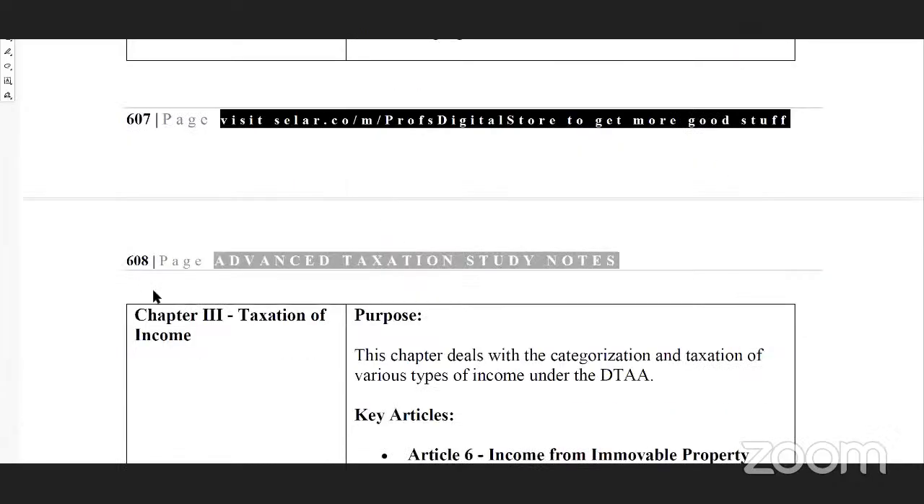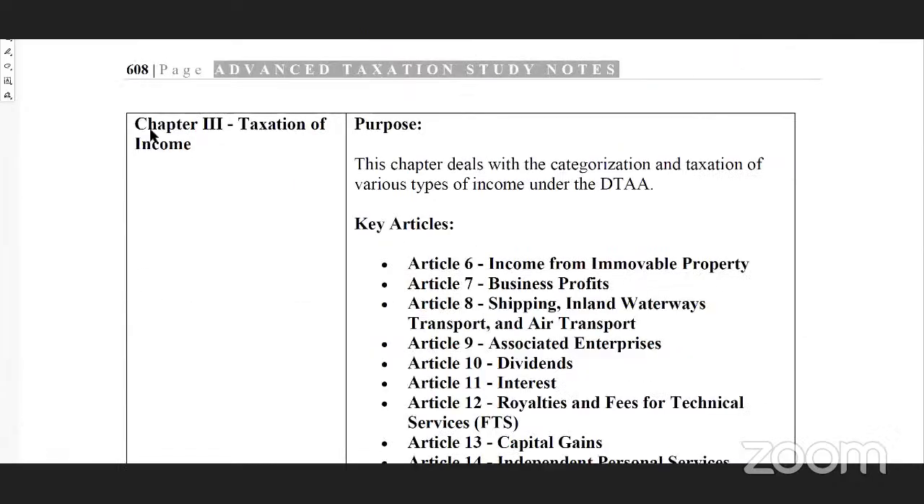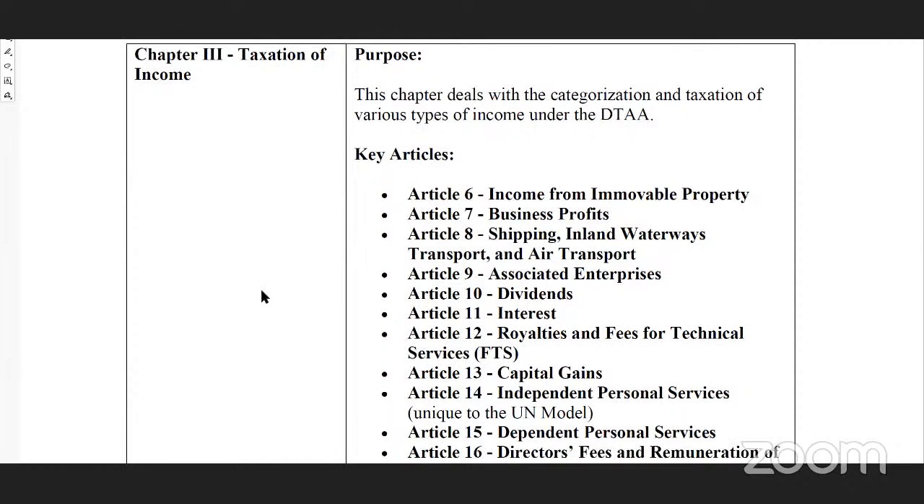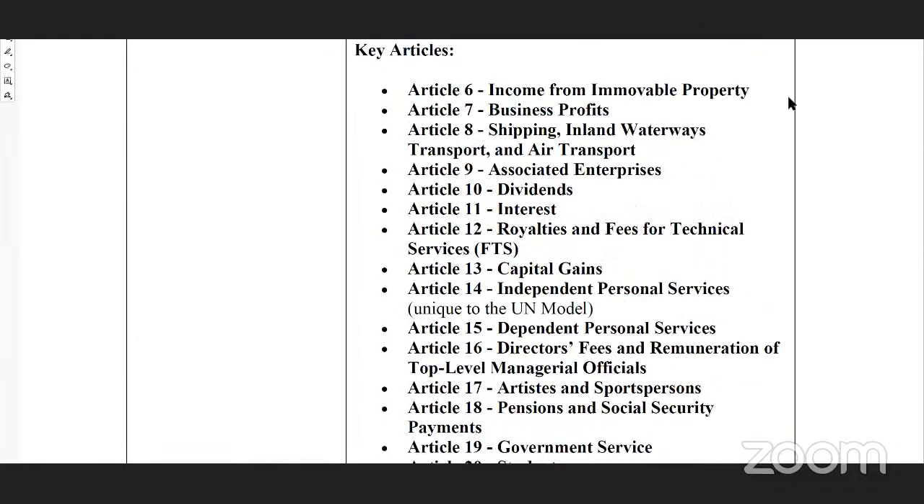Now, chapter 3 talks about the taxation of income. And you realize that this part 2, I made it one question, and I broke it into what? Passive and active income. Do you remember? So this one is the various incomes and how they are taxed. Article 6 deals with income from immovable property. Article 7 deals with business profits. Article 8 deals with shipping, inland waterways transport, and air transport. That is international traffic.